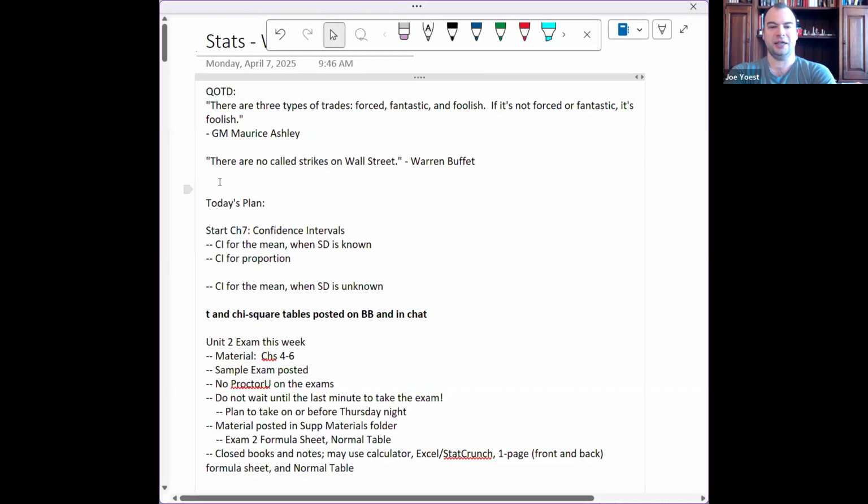And then two quotes of the day today, both I think related to a similar idea. The first one is by American chess grandmaster Maurice Ashley, and he has this somewhat famous quote that there are 3 types of trades: forced, fantastic, and foolish. And if it's not forced or fantastic, it's foolish.